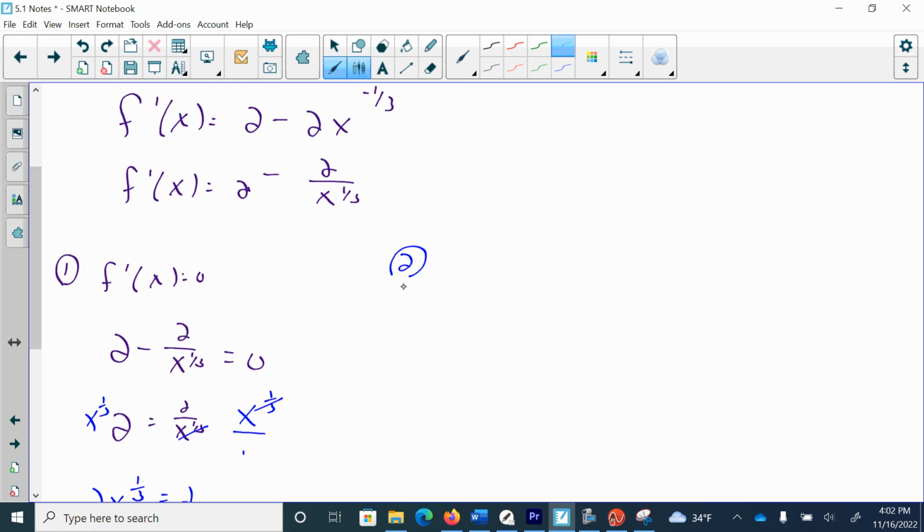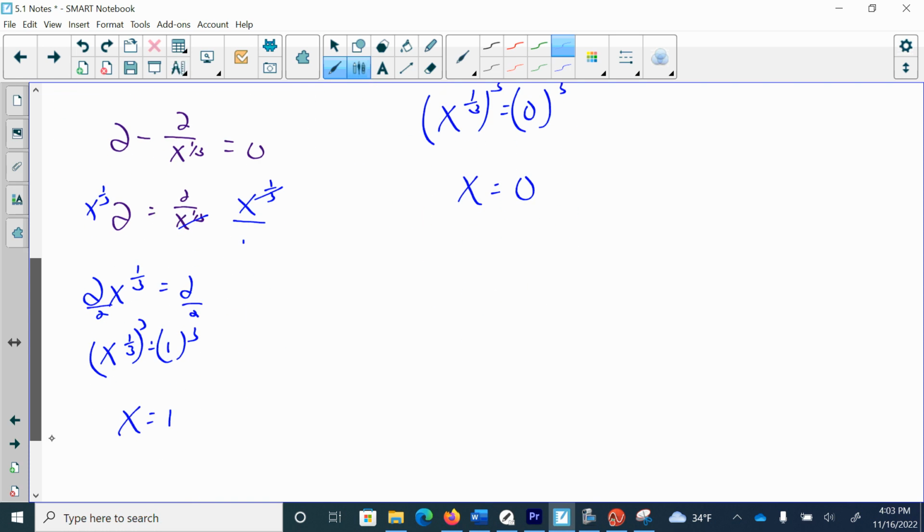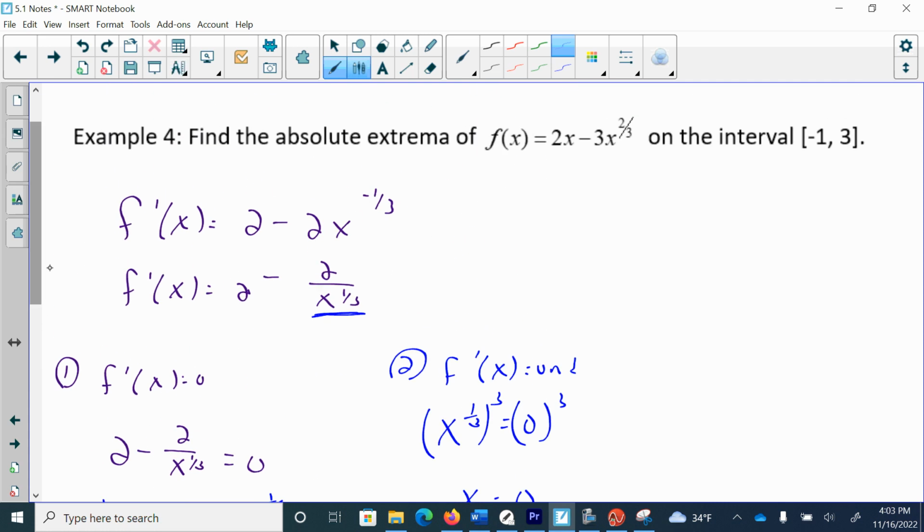The next case is when my derivative is undefined. And that's going to happen when this denominator is equal to 0. So that x to the 1/3 would equal 0. Raise both of them to the 3rd power to get rid of that fractional exponent. And 0 raised to any power is going to be 0. So my critical numbers, just like before, are going to be 1 and 0. And then I'm also going to test my endpoints negative 1 and 3. So I'm going to pick up my calculator and go do that now.